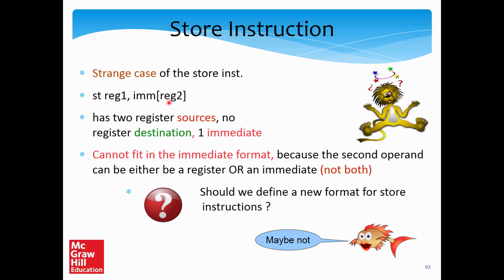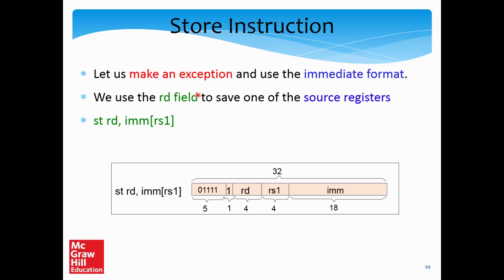So we cannot fit this in the immediate format because the second operand can either be a register or an immediate, not both, and we have 2 sources. So what do we do? Should we define a new format for store instructions? Answer is maybe not. Let's try to reuse some existing format. So let us make an exception and use the immediate format. So let us use the RD field to save one of the source registers.